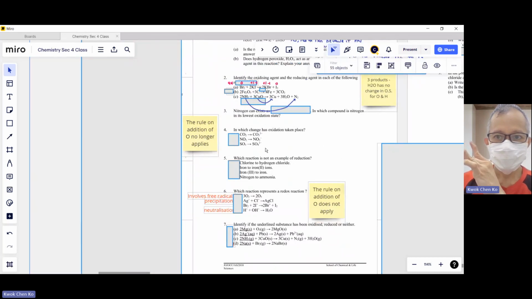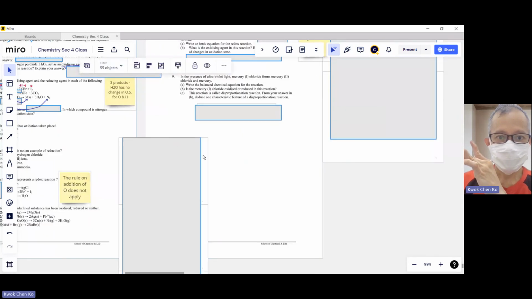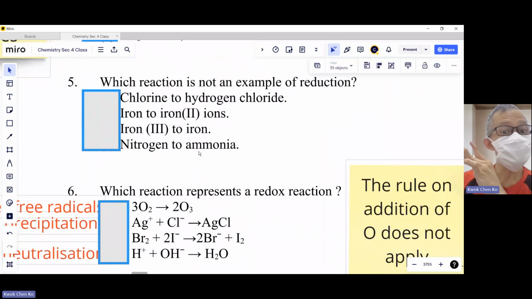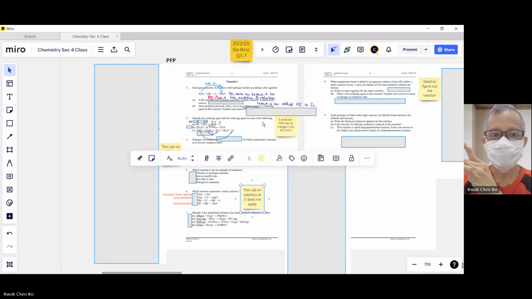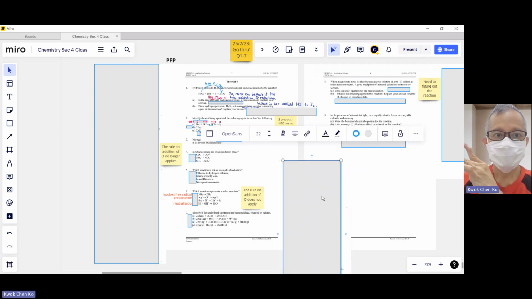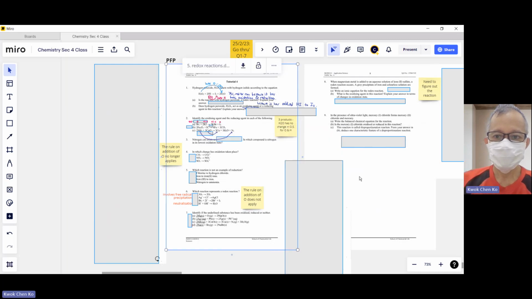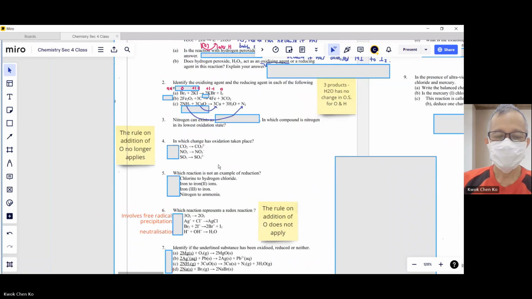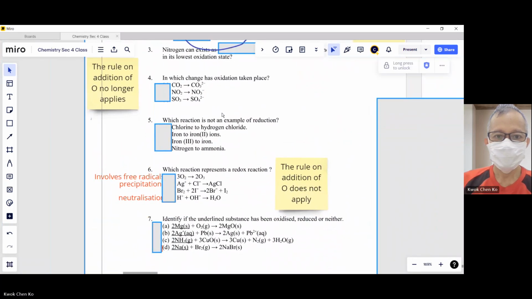Again, the ammonia. NH3, no, NH4 plus. They say ammonia. Ammonia is simply NH3. NH4 is plus 1. Decreasing oxidation state, reduction. And increase in oxidation state. Yes. So it's B.